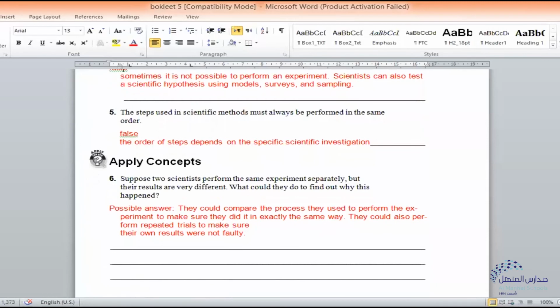Number 6. Suppose two scientists perform the same experiment separately, but their results are very different. What could they do to find out why this happened? Possible answers: they could compare the process they used to perform the experiment to make sure they did it exactly the same way. They could also perform repeated trials to make sure their own results were not flawed.